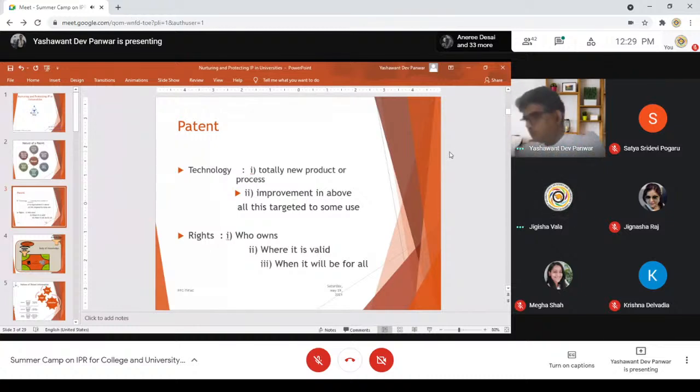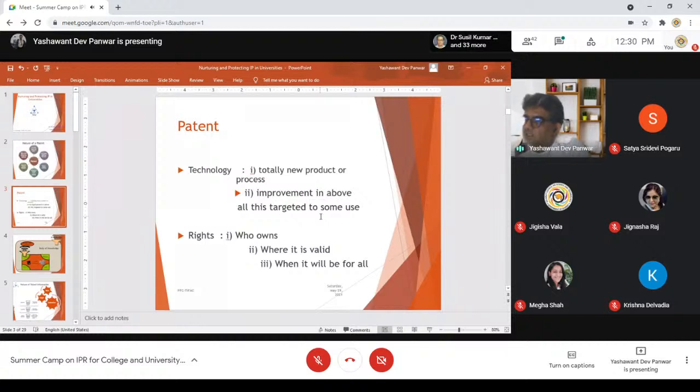And then what all improvements take place in those technologies are also part of these patent documents. And then, as far as legal rights are concerned, who is owning patents, where it is valid, and when it will be available for commercial exploitation.